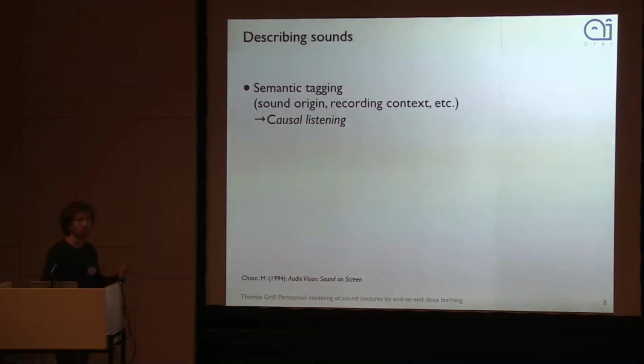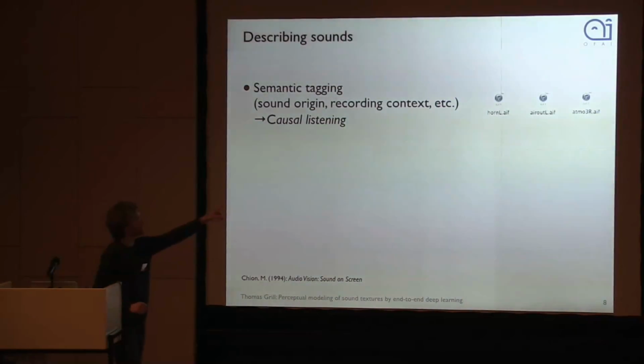So there are two strategies to describe sounds. There's semantic tagging, which is usually connected to the sound origin, the recording context. Where did I take the sound? What is the object that produced the sound? Is it an instrument? Is it an animal? Is it whatever material? This is connected to the term of causal listening, coined by Chion. So these would be examples from my collection: a horn file, air, production sound, atmosphere, whatever.